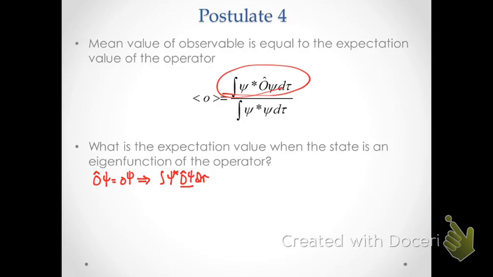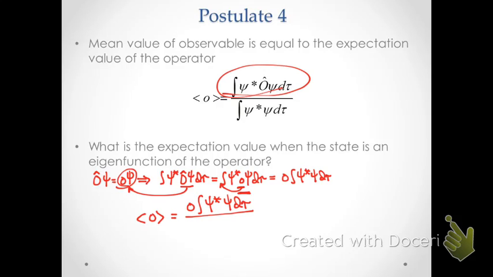We know that operating on psi gives us O times psi, O being the constant. So we just substitute that into our integral. So we now have O times psi, O again being the constant there. And because it's a constant, we can pull that outside of our integral. So we end up with O, the eigenvalue, times psi star psi d tau. Okay? So there's our numerator. Our denominator, of course, is psi star psi d tau. So we'll notice that those two cancel out, and the average value is equal to the eigenvalue.